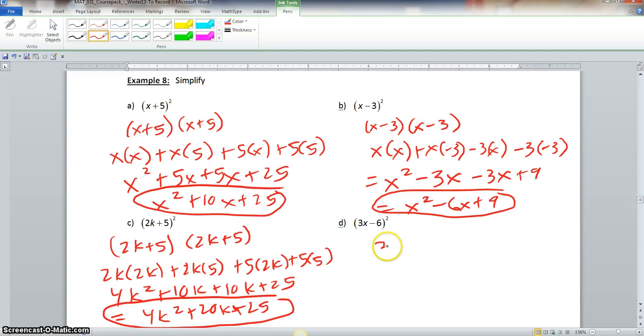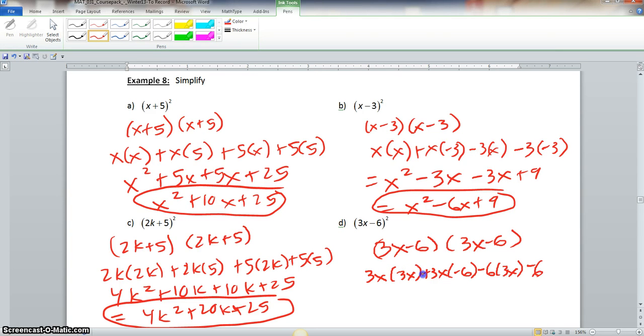Now we come here to D. It's 3x minus 6 times 3x minus 6. So it'll be 3x times 3x plus 3x times a negative 6 minus 6 times 3x and minus 6 times a negative 6. So this would give us, now you can look back at what this originally had. This just disappeared. Okay, I put it back.